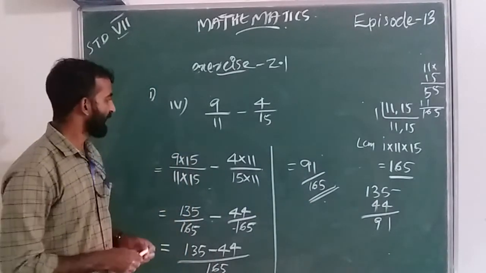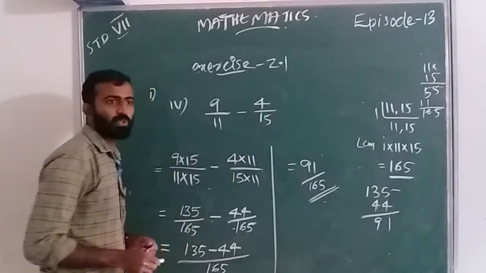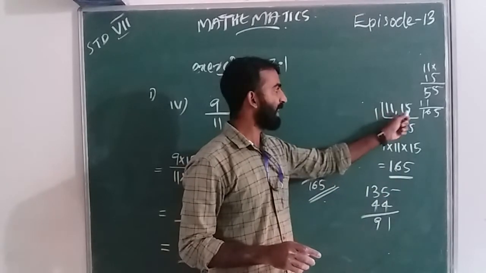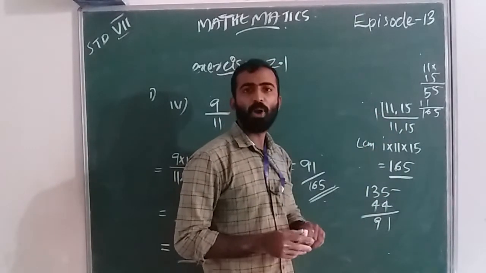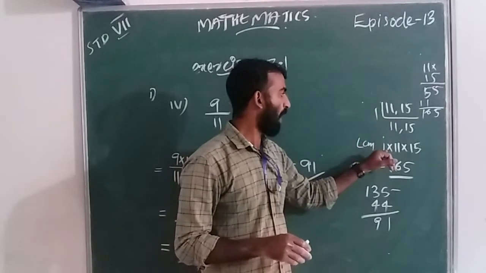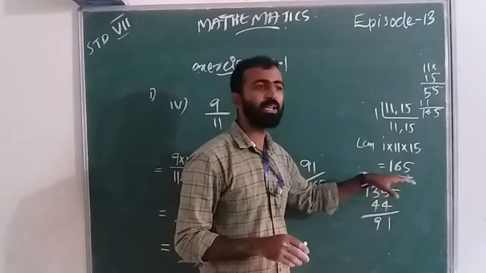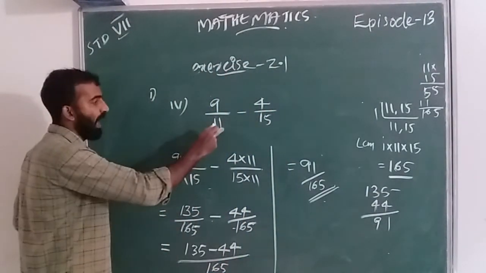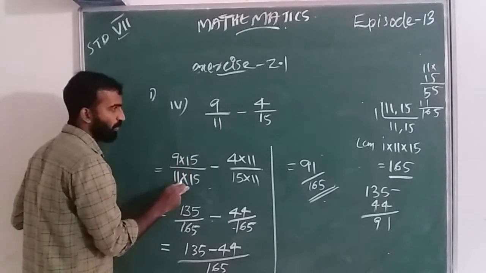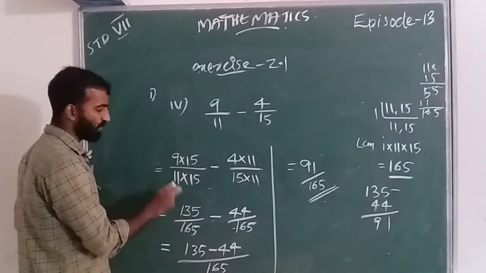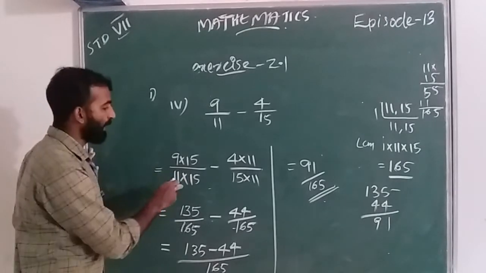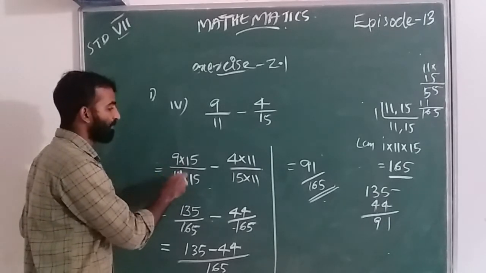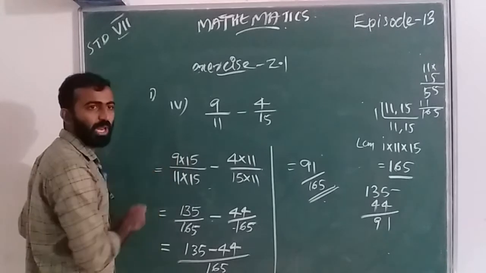Here I take 11 and 15. So we take the LCM. The LCM is 165 because 11 and 15 have no common factor. Only 1 is the common factor. So 1 into 11 into 15 gives 165. We want to change the denominator to the LCM. When we perform an operation on the denominator, the same operation is also done on the numerator.